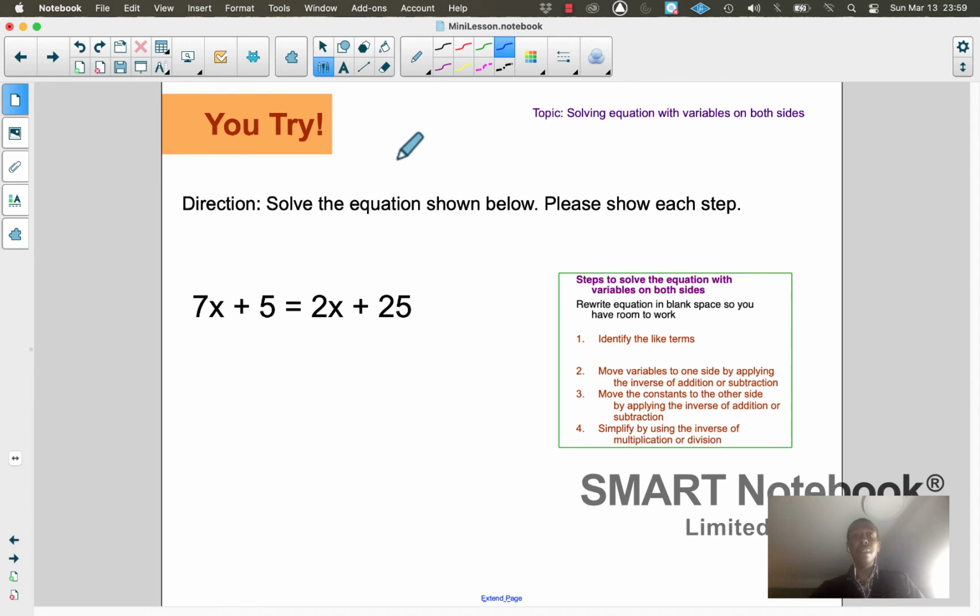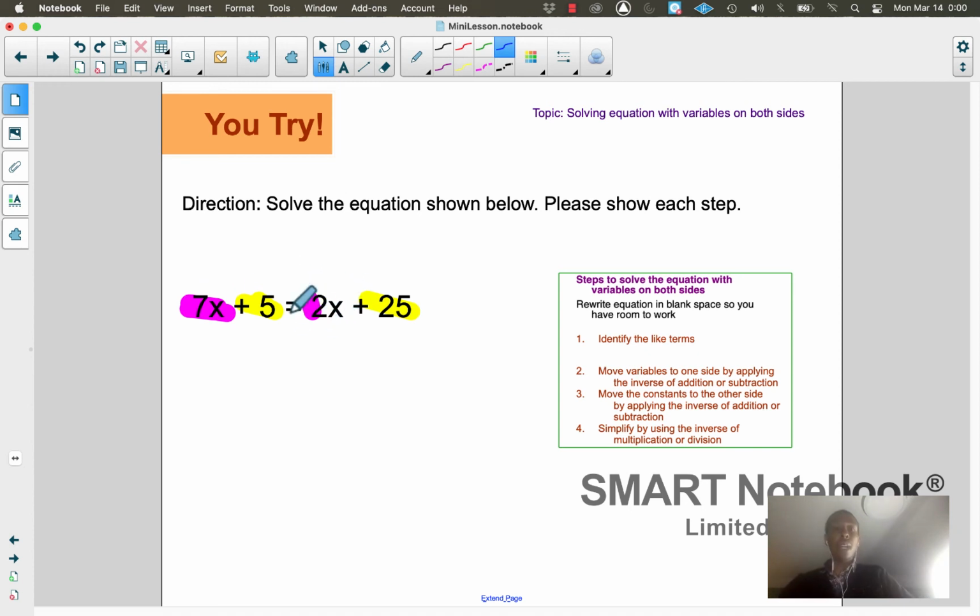So let's go through this, right? Step number 1, identify the terms. So we have a variable here, x, 7x, and 2x. Then we have a constant of 5, constant of 25. Move on to step number 2 now. Our goal is to move the variables to one side of the equation. So how do we move this term, this variable 2x, from the right side of the equation to the left side.